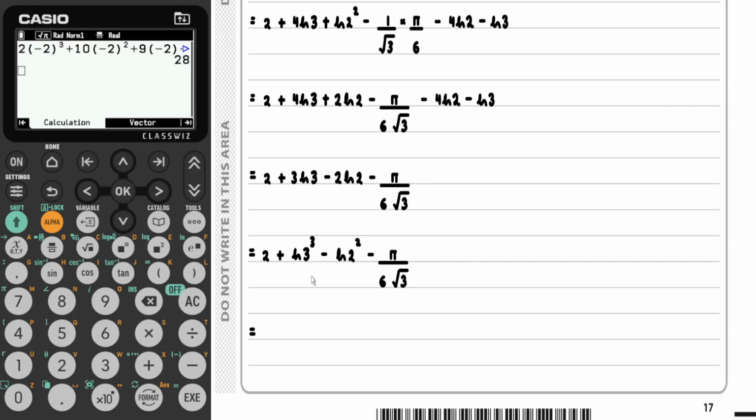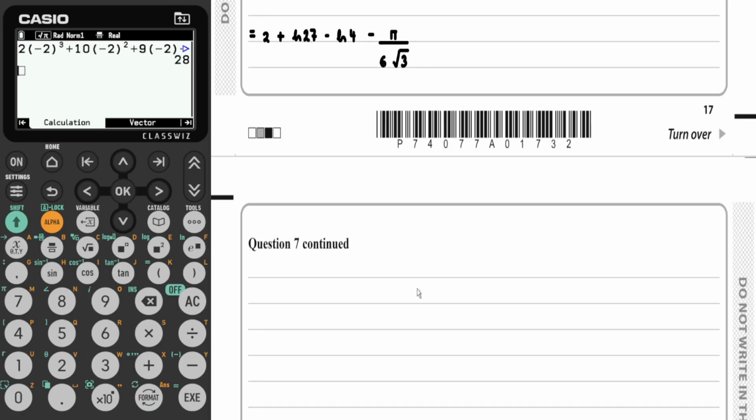And so we have 2 plus the natural log of 27, subtract the natural log of 4, subtract pi over 6 root 3. And if we use the subtraction law of logs, what we end up with is 2 plus the natural log of 27 over 4, subtract pi over 6 root 3.